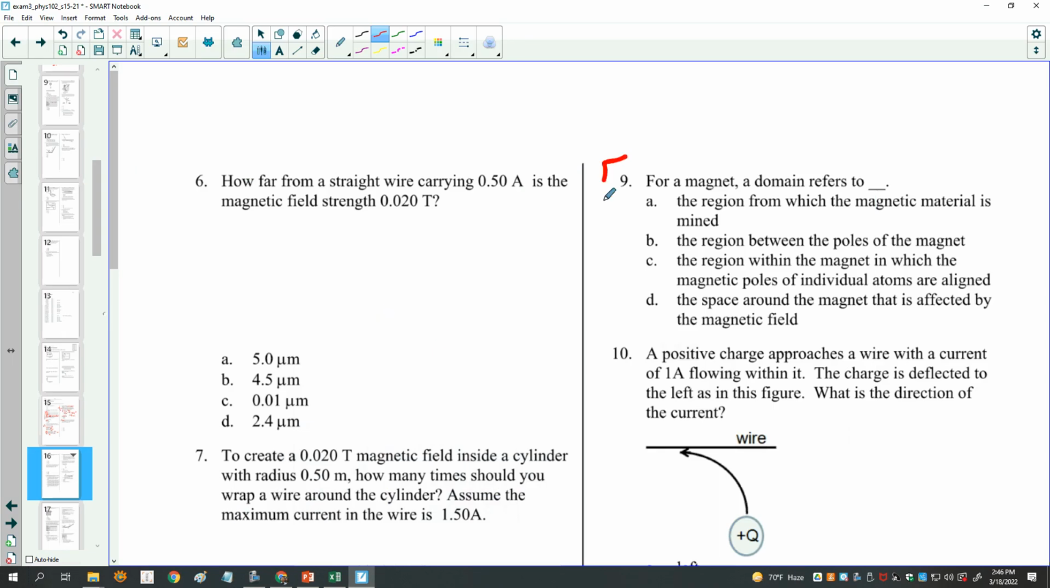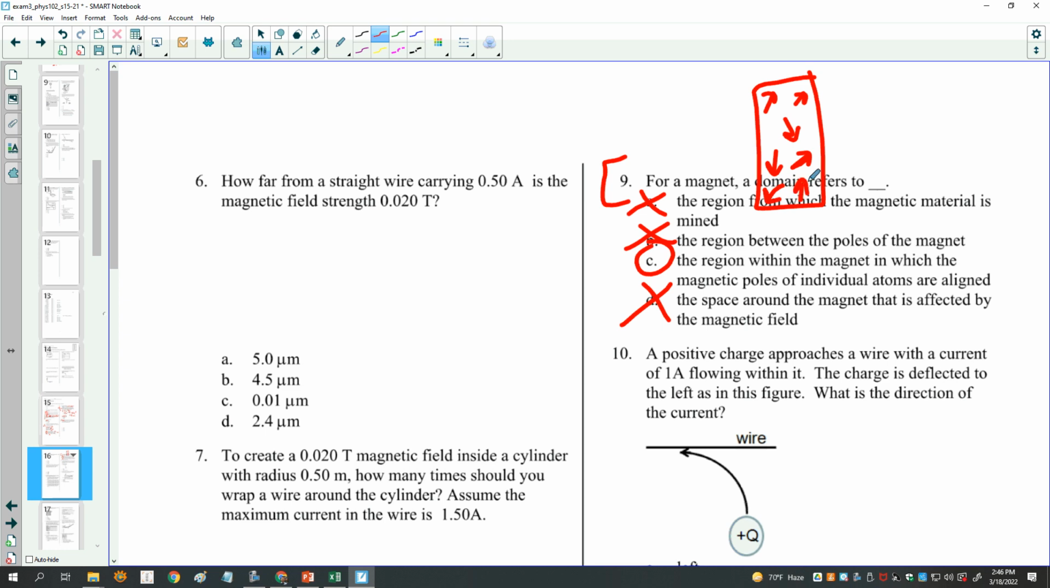For a magnet, a domain refers to... make sure you understand magnetic domains. It's not the region from where it's mined. It's not the region between the poles. It is the region in which the magnetic poles of individual atoms are aligned. And it's not the space around a magnet. So if I have a piece of material, I can imagine tiny sections within that material that have their own magnetic fields. Those are called the magnetic domains.